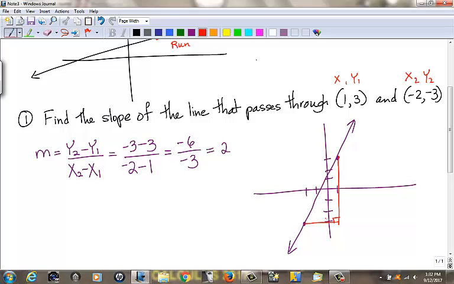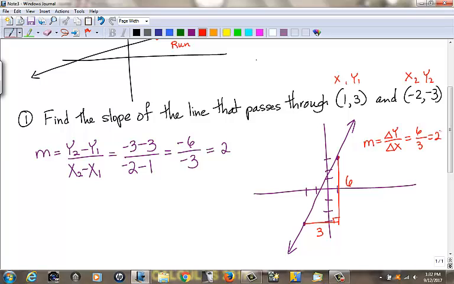Close. That's a right angle. And the difference, if you look between 1 and negative 2, this should be 3 spaces. And between negative 3 and 3, this should be 6 spaces. And if you did just delta y over delta x, or rise over run, it would be 6 over 3, which would reduce to 2. Okay.